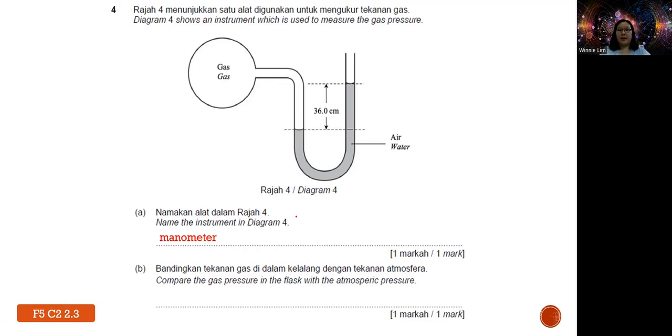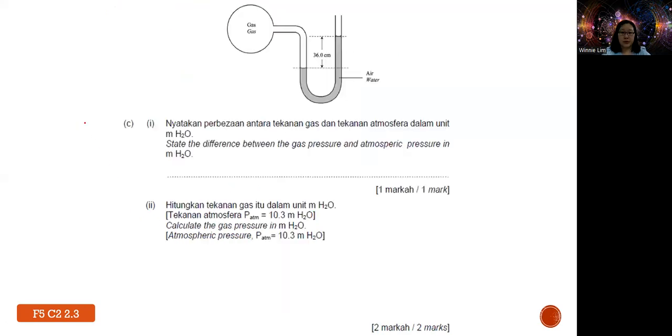Next, compare the gas pressure in the flask with the atmospheric pressure. So the gas pressure is over left-hand side, right? While the atmospheric pressure is on the right-hand side. So if you look at this tube, this one being compressed so much, right? That means your gas pressure will be what? Higher. Yes, it will be greater. Yes, so therefore gas pressure is higher than the atmospheric pressure.